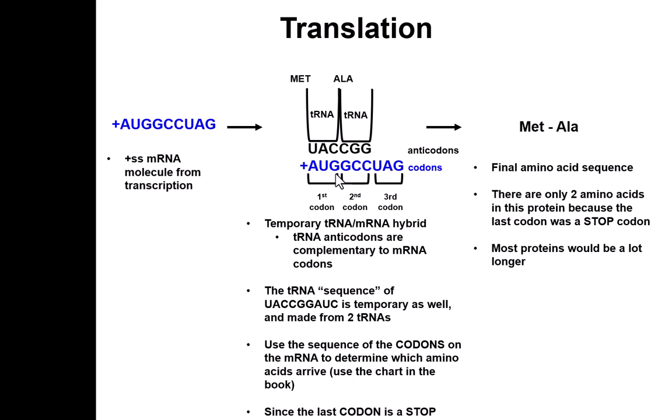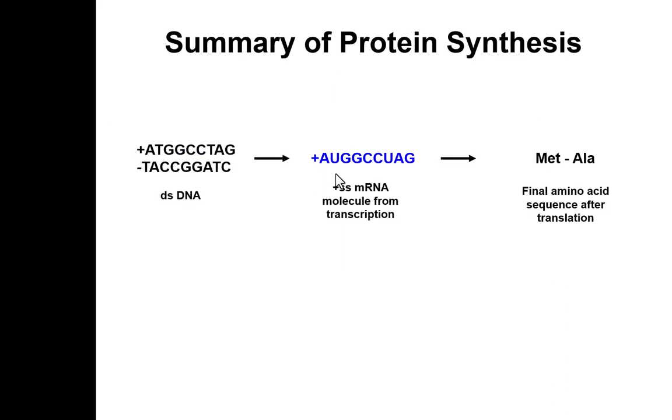So this is the end. So what did we do? We went from our double-stranded DNA molecule, we made a messenger RNA molecule during transcription, and we made an amino acid sequence after translation. So we basically have gone from gene to protein here.